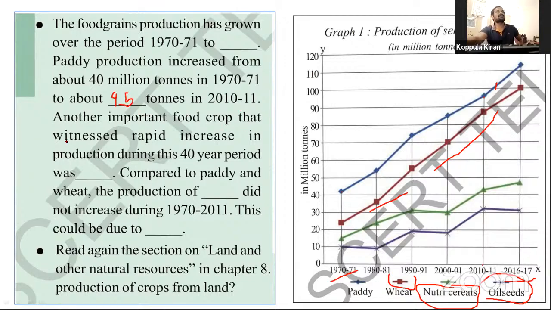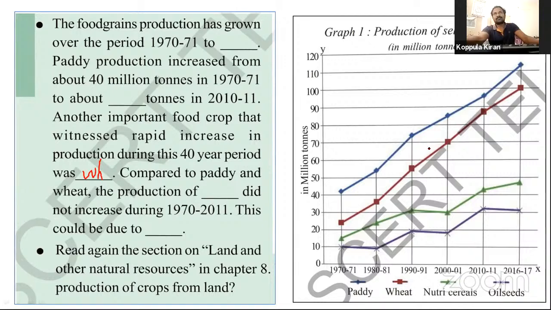Another important food crop that witnessed rapid increase in production during this 40-year period. See this, 1970 to 2011. This is the 40-year period. Next, another food grain rapidly increased. That is wheat. Wheat is the answer. What is this? Wheat. Wheat is the answer.